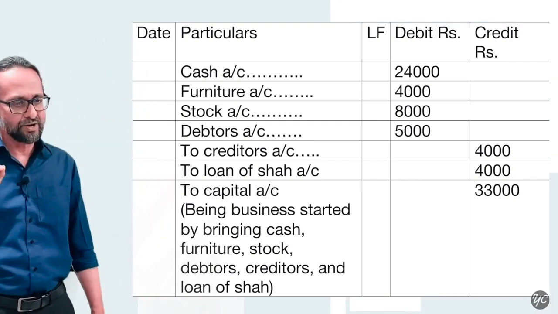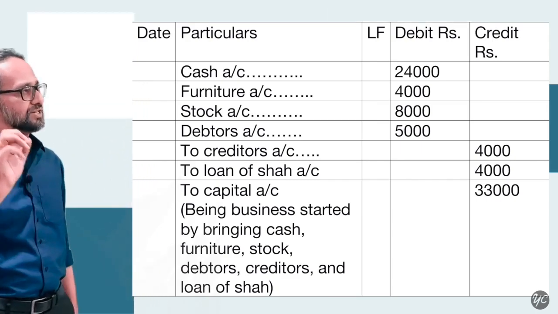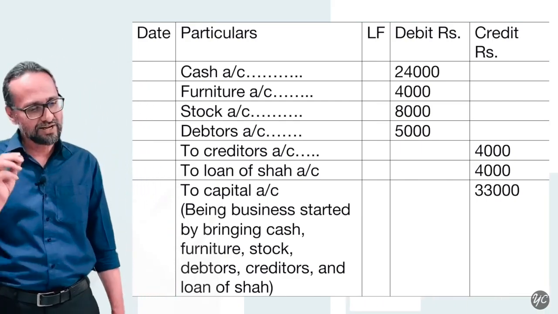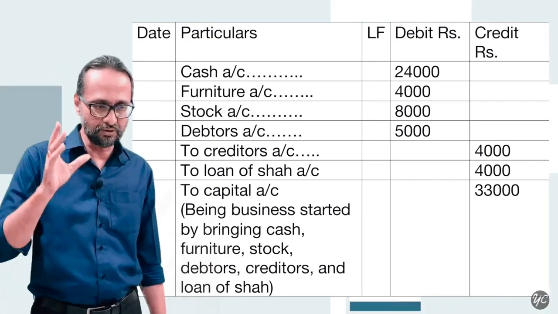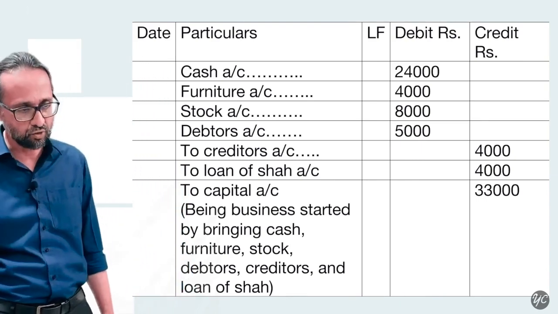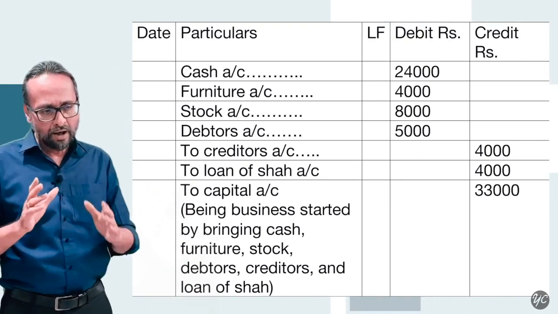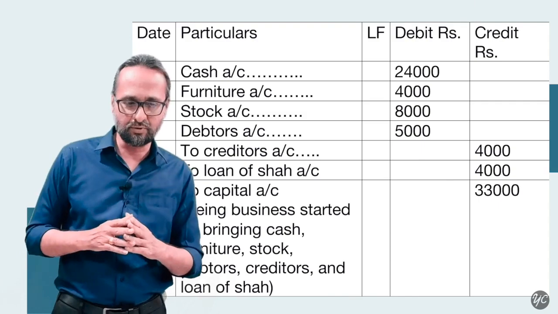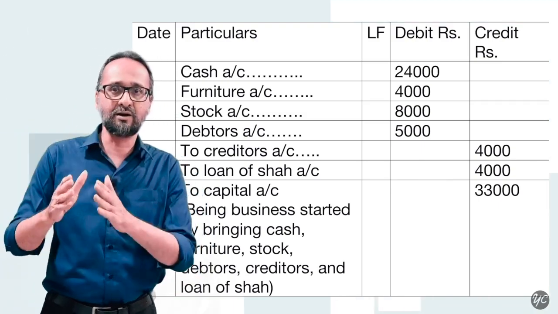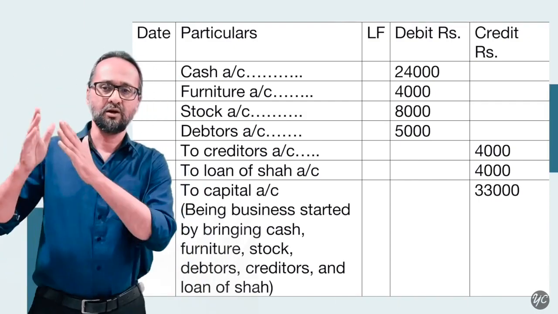So how to make the entry? Cash account is debited with 24,000. Furniture account is debited with 4,000. Stock account is debited with 8,000. Debtors account is also debited with 5,000. To creditors account 4,000, and to Mr. Shah's loan account 4,000. Now, as per the dual aspect concept, the double entry system, we have to debit and credit with an equal amount. Whatever amount is debited, the same will be credited.